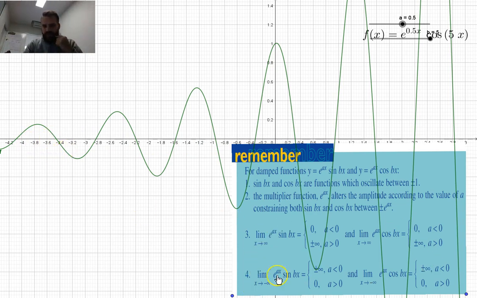So that's what all this fancy notation means. You already understand it intuitively, but this is how you would express it. All right.